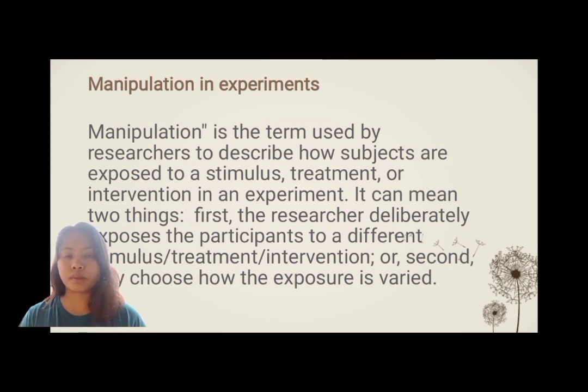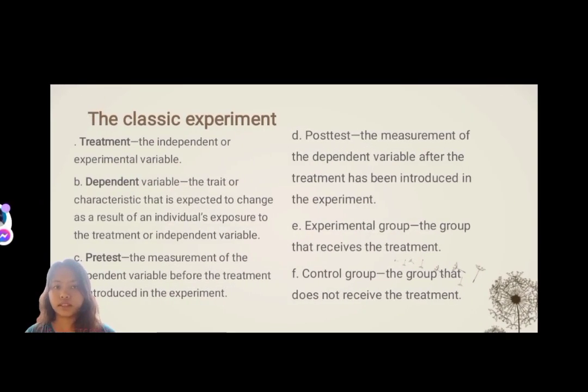For example, some might be exposed to a message in favor of capital punishment and others to a message that is against it. In other words, when we say manipulate or control, we simply mean that the researcher consciously decides when and how the stimulus, treatment, or intervention is to be introduced to the experiment participants. The classic experiment. The basic components.